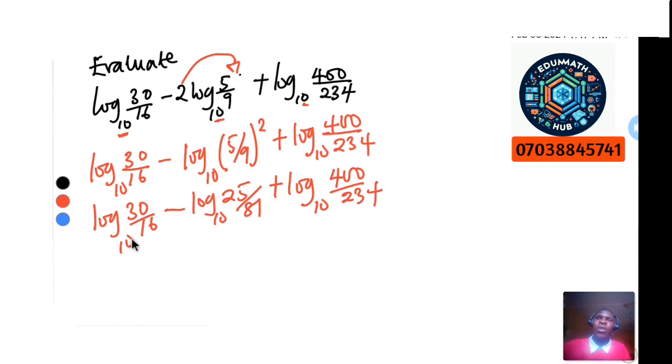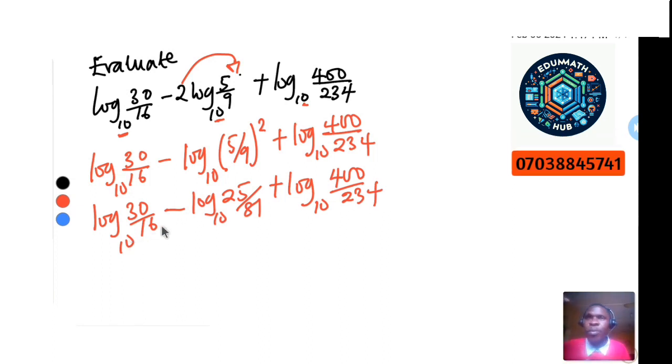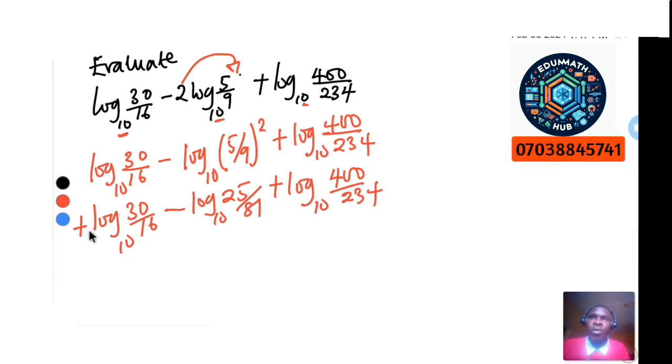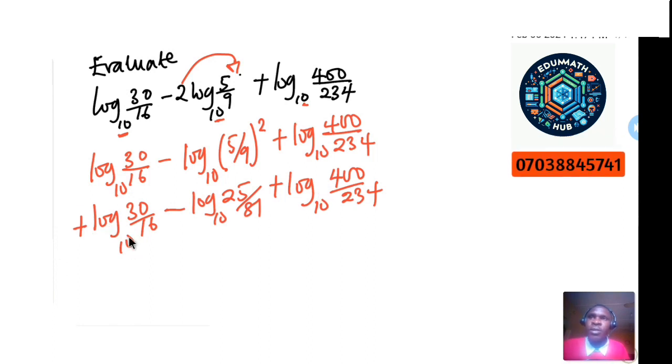Now we apply the laws of logarithm. Don't forget, in logarithm, plus is addition, which means multiplication, and minus gives you division. So this term, you can see there's an imaginary plus here. So this term and these terms are being multiplied, then I'm dividing by this. So we take these two together.